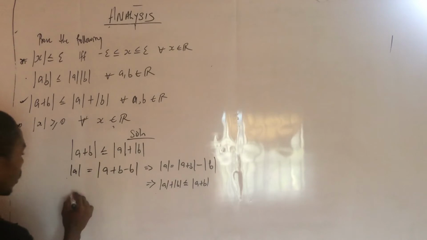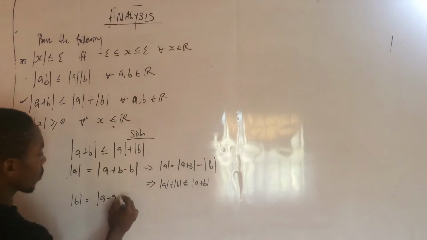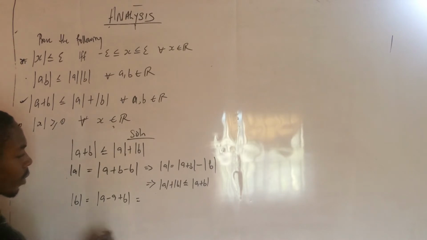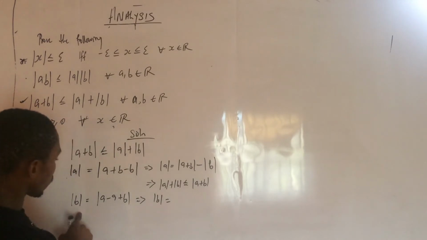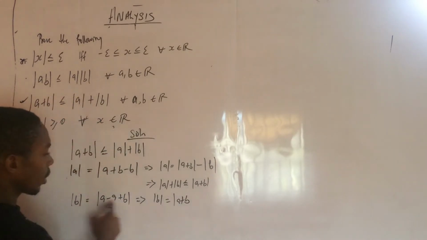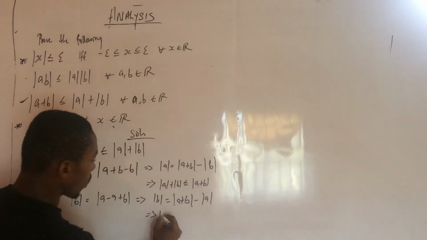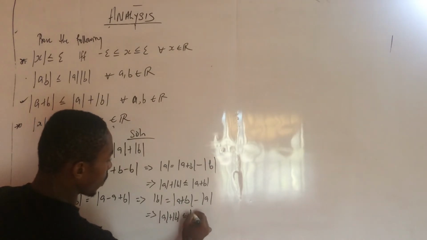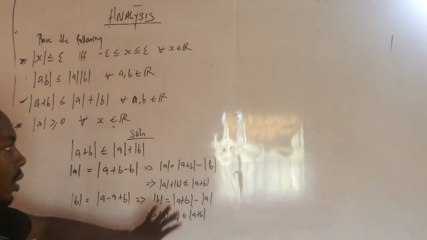Okay, let's do it again. So the absolute value of b is equal to the absolute value of a minus a plus b, right? Now this implies that the absolute value of b is equal to the absolute value of a plus b minus the absolute value of a. Now when you bring this to this side, you're going to get the absolute value of a plus the absolute value of b is now less than or equal to the absolute value of a plus b. Now I want you to check if I'm correct.